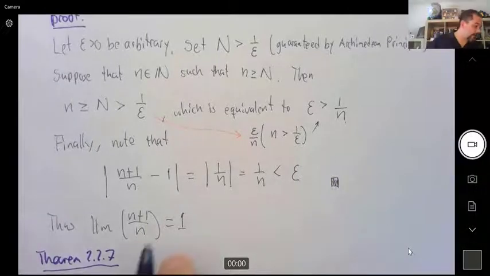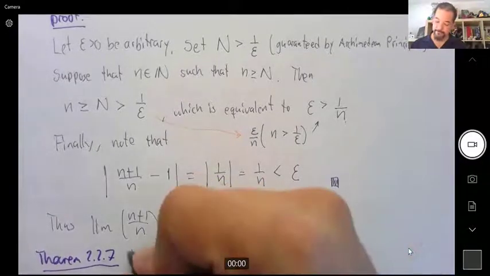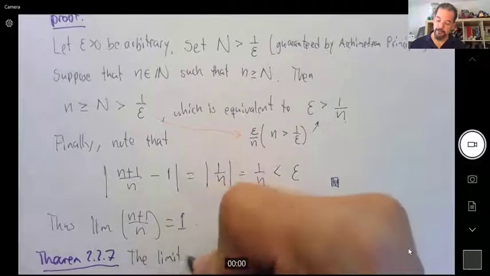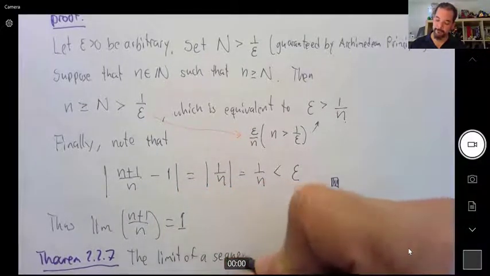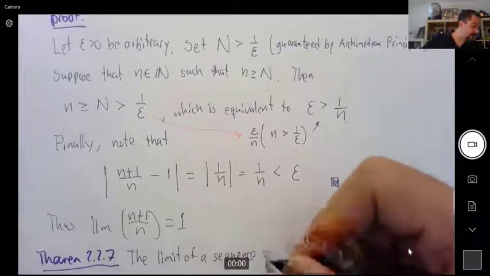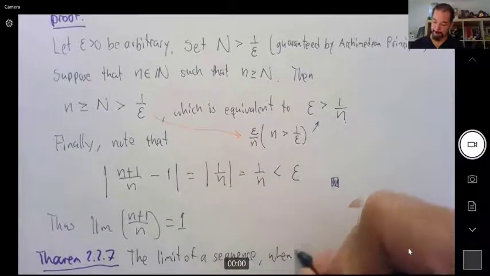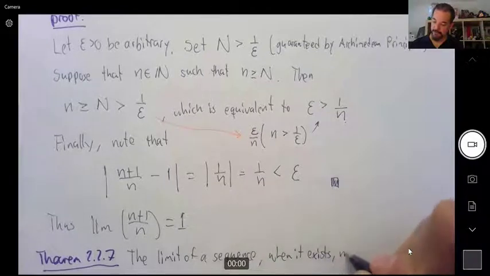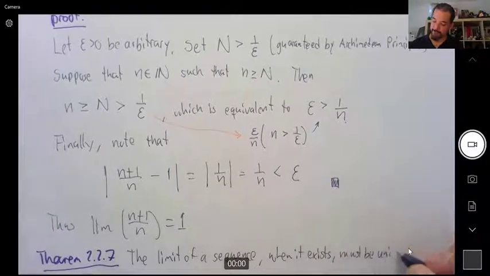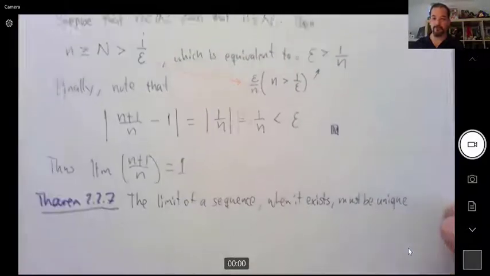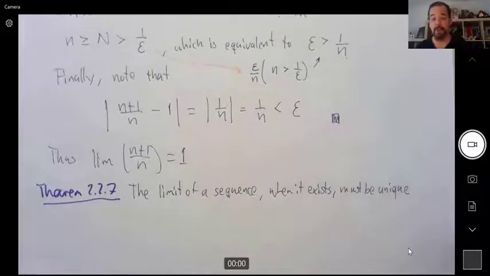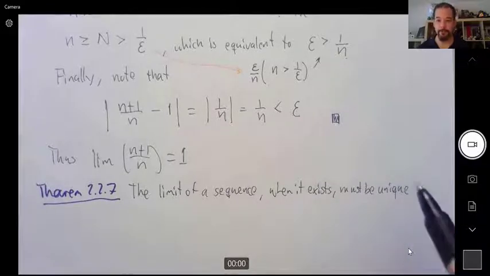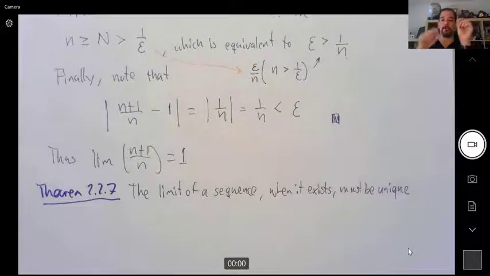But it says the limit of a sequence, when it exists, must be unique. That's important, right? So when we have a sequence that converges, it must be convergent to a single thing. It's not okay to be convergent to different things. This, of course, requires a proof. It's not a difficult proof. And if you think about it, almost from the picture, it should be kind of easy, right?